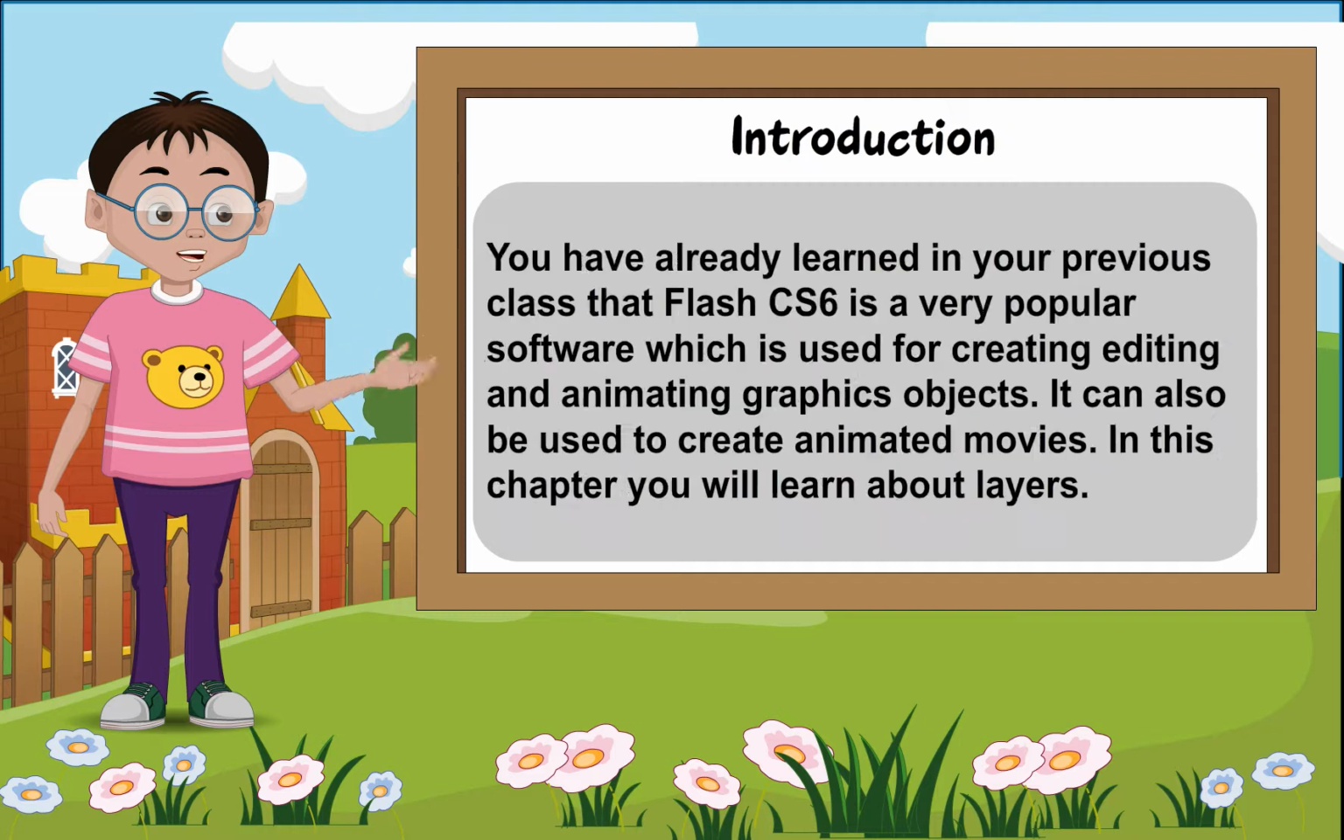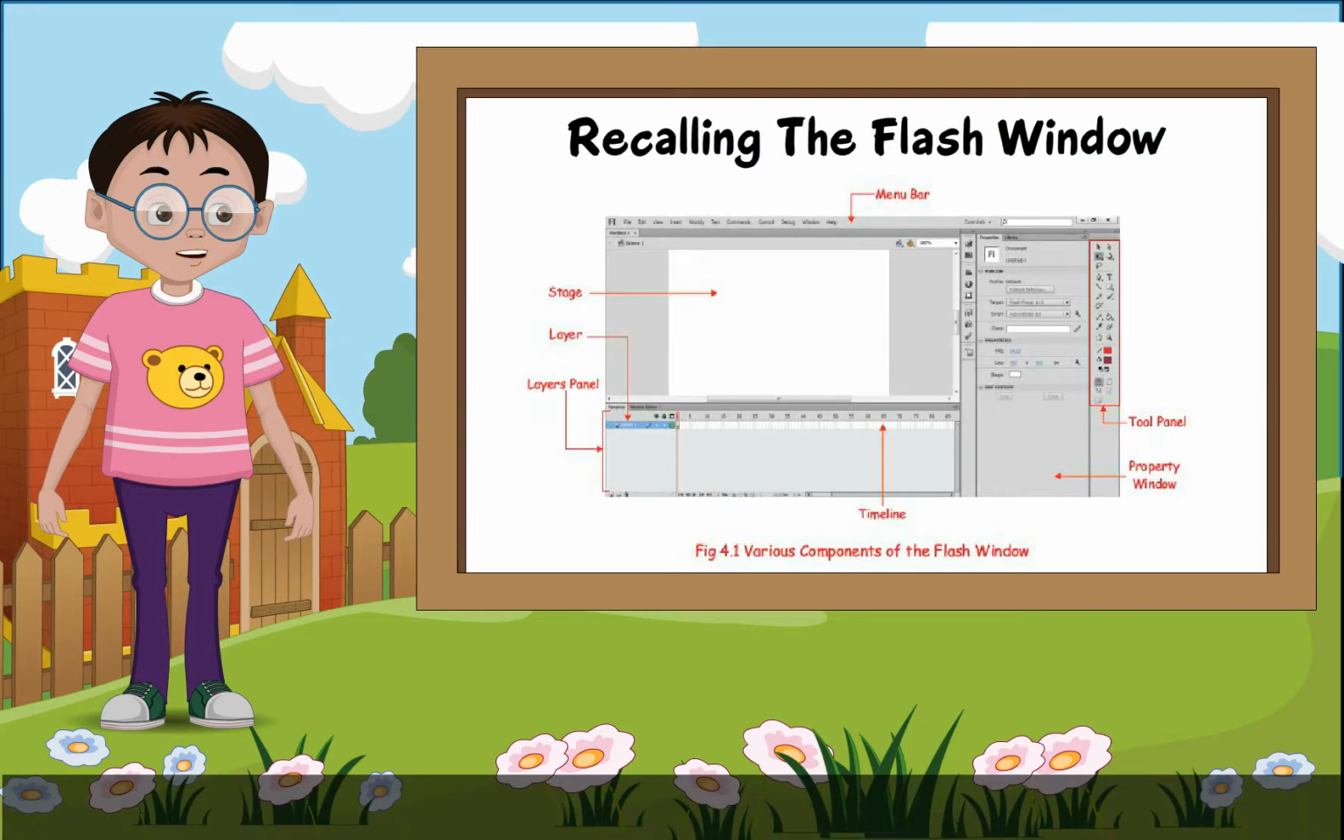Masking in Flash. Introduction. You have already learned in your previous class that Flash CS6 is a very popular software which is used for creating, editing, and animating graphic objects. It can also be used to create animated movies. In this chapter, you will learn about layers.